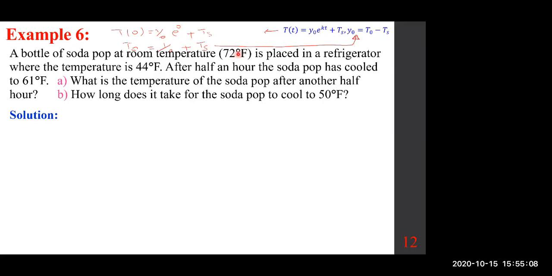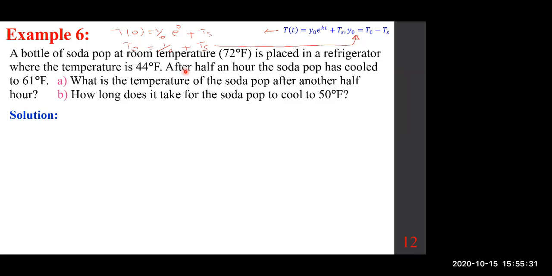So this is T sub 0, or T of 0. This is the surrounding temperature. So we have shown that y sub 0 is T sub 0 minus T sub s. Their difference is y sub 0, class. 72 minus 44 is y sub 0, which is 28.